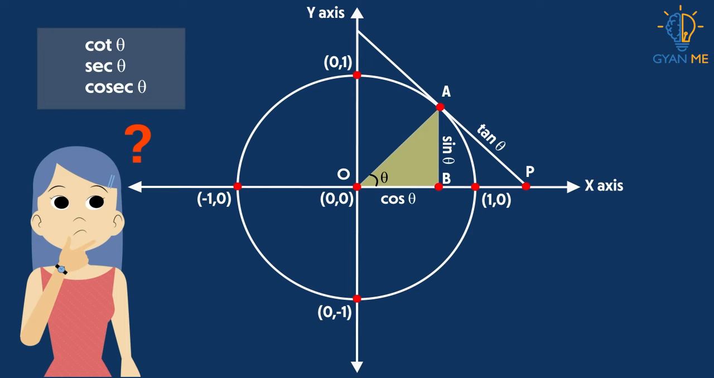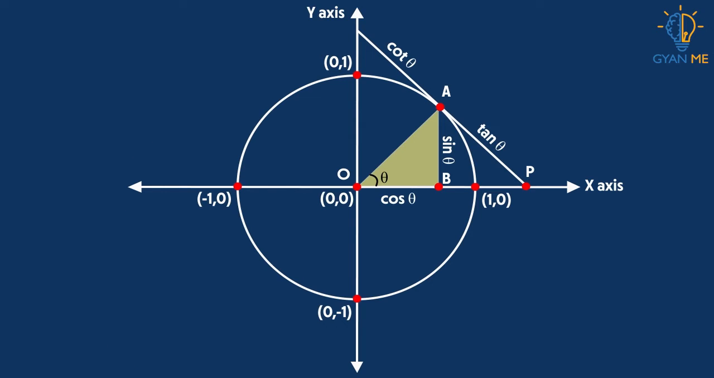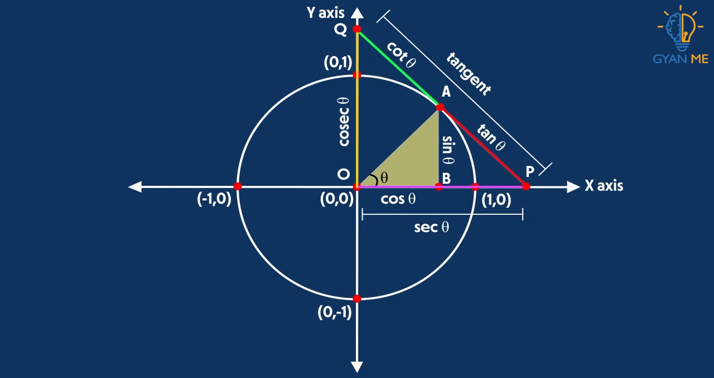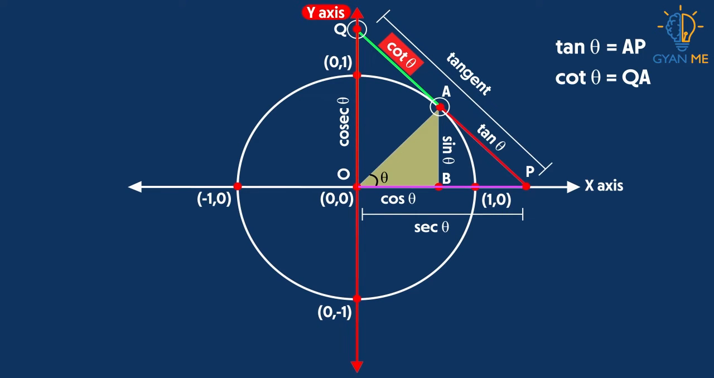But what about the logic of the inverse ratios of these three? How to visualize them on the circle? If you observe, tan and cotan both are on the tangent, while sec and cosec are located on the secant of this circle. Observe that tan is the distance between point P and point A, which is on the x-axis. Yes, where the tangent cuts the x-axis, while cot is the distance between point Q and A, which is on the y-axis. That is, where the tangent cuts the y-axis.